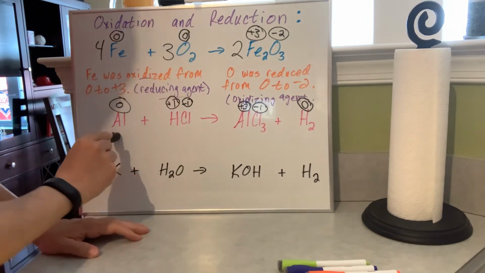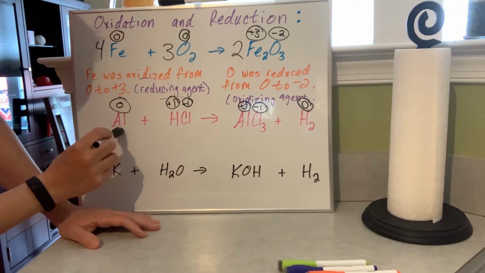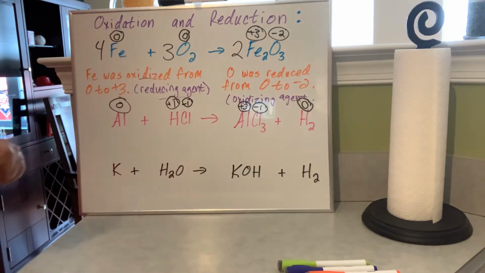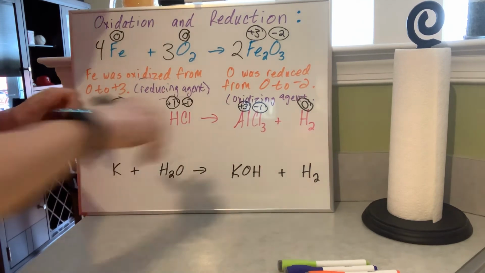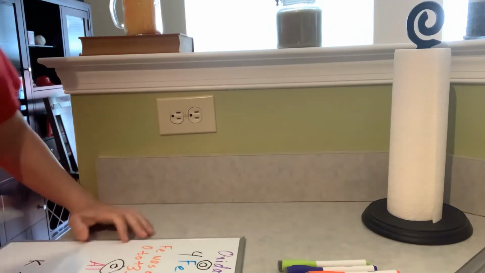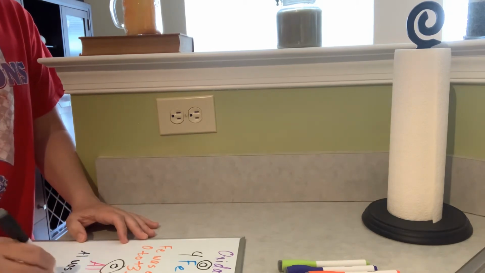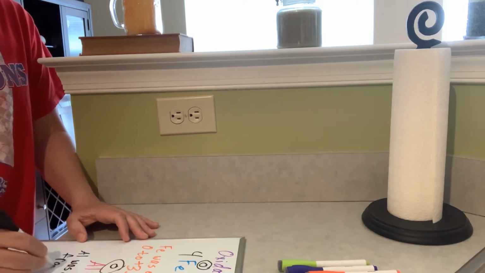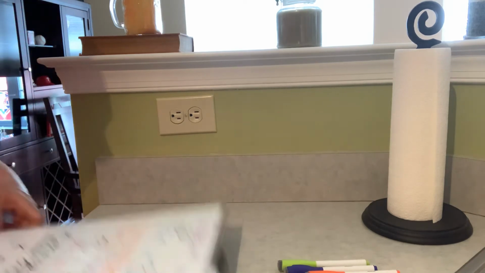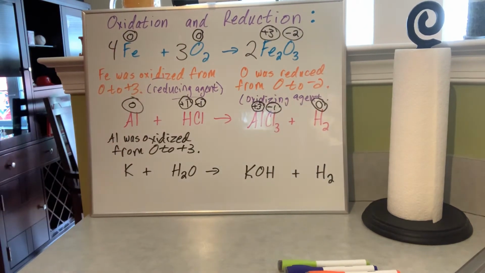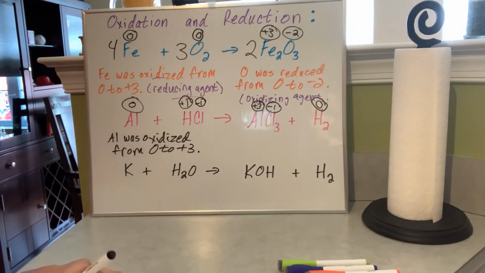Okay? All right. So let's see what happened. Let's start with Al. Al started as 0. After the reaction, it went up to +3. Okay, so that means the aluminum was oxidized, right? It was oxidized from 0 to +3.